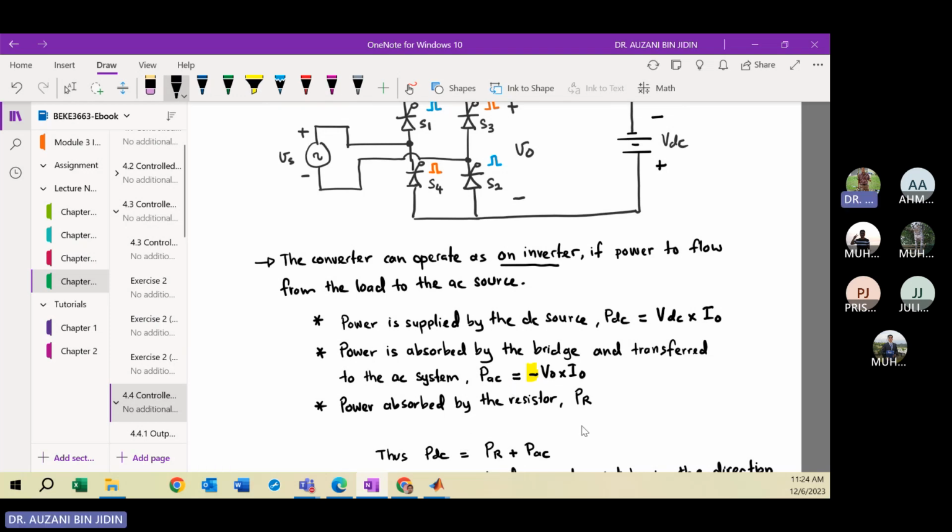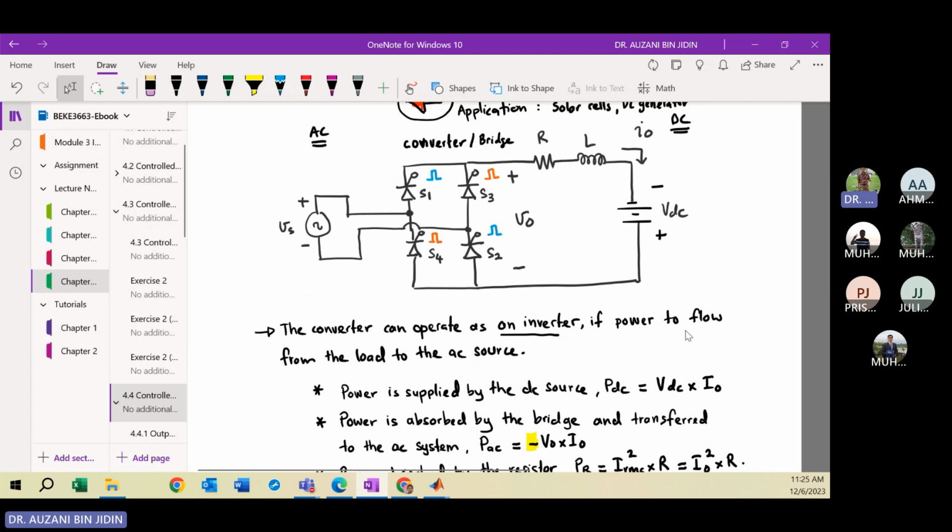Power absorbed by the resistor. Where the power absorbed is PR, you can write the equation as I_RMS squared multiplied by R. We can equate the RMS current as IO, because the RMS and the output current are the same. We consider the same value, so I_RMS can be set as IO. Remember this is the DC component of the output current. You multiply by R.